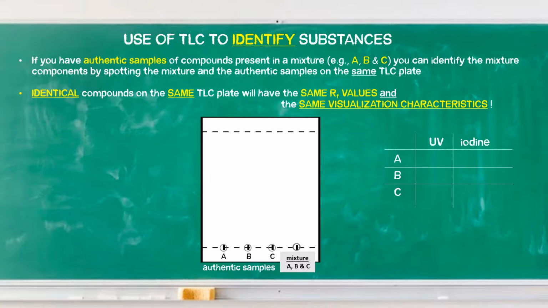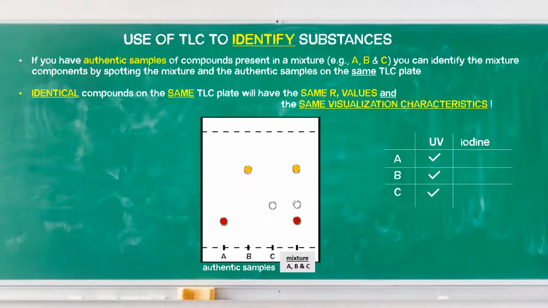spotted on the plate. In this illustration, after the plate is eluted, all spots within each TLC lane are visible under shortwave UV light. When the plate is placed in an iodine chamber, authentic compound A is stained a dark brown, authentic compound B is stained a light yellow, and authentic compound C isn't stained at all.